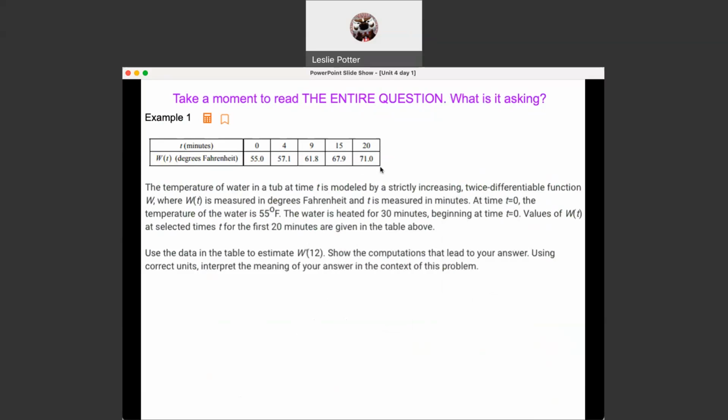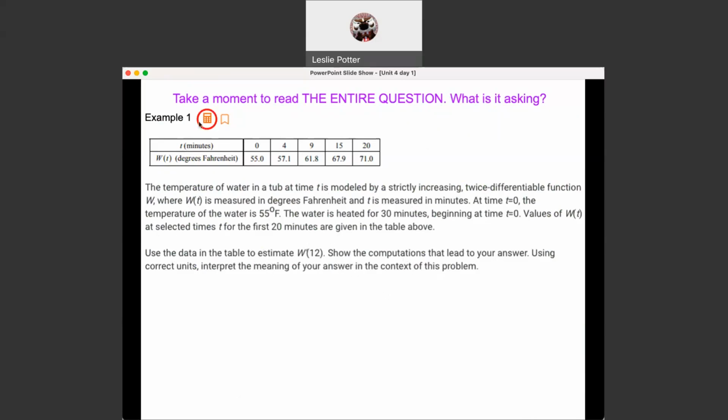The water is heated for 30 minutes. So notice that we're heating the water beyond where our table ends. We begin at time t equals 0. Values of W of t at selected times for the first 20 minutes are given in the table above. Use the data in the table to estimate W prime of 12. Show the computations that lead to your answer. In other words, they want to see a slope set up. Using correct units, interpret the meaning of your answer.